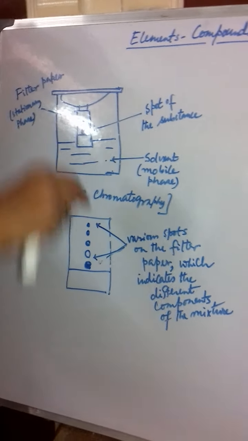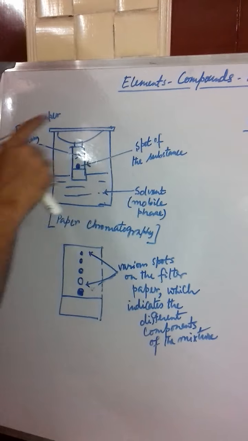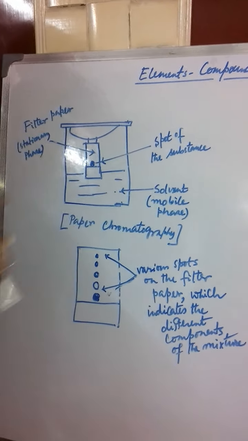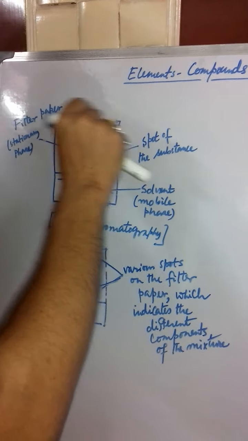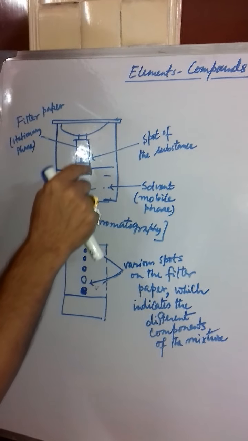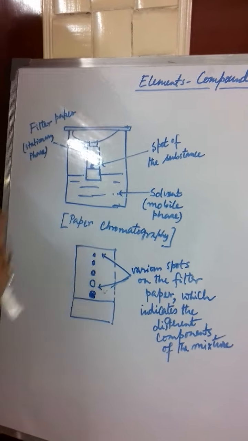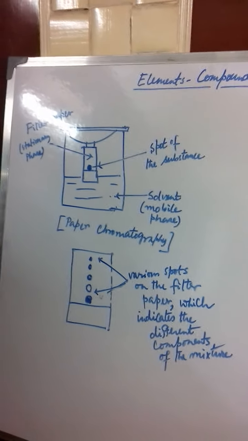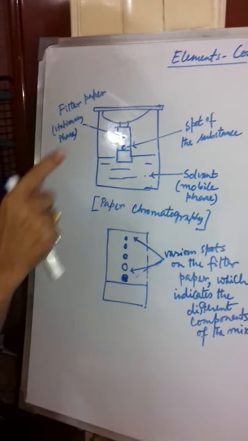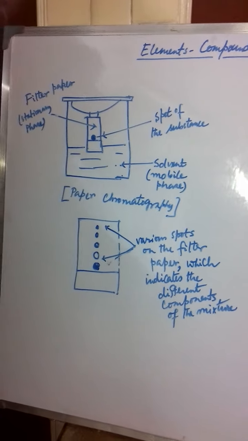Here is the simple chromatography, known as paper chromatography. Here is the structure of a beaker or glass vessel, and this is the cover of that beaker. With the help of a string I am hanging a paper here. This is not an ordinary paper, this is Whatman filter paper. And this is the solvent. You have to choose the appropriate solvent.